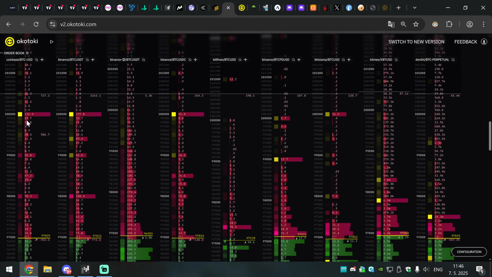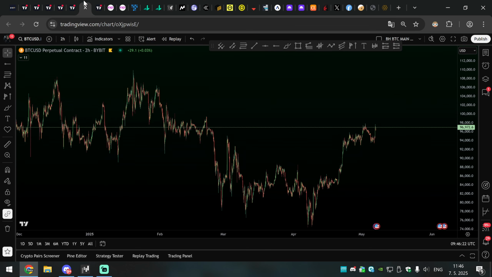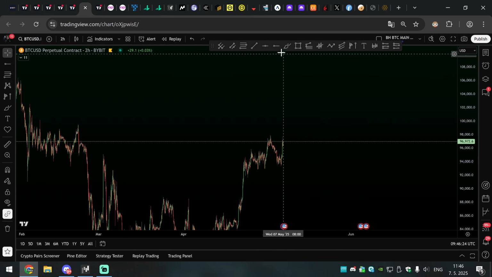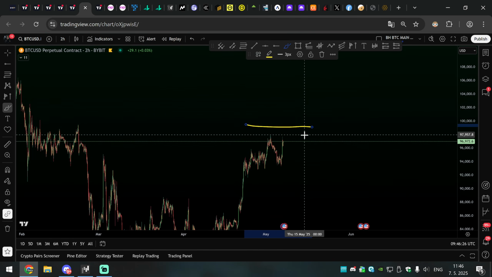I like to see the level breached, so options go off and the algorithms start to take profit. I like to see liquidity taken beyond 100k. Let me show you how it's looking visually, so you know. Let's say this line is 100k.